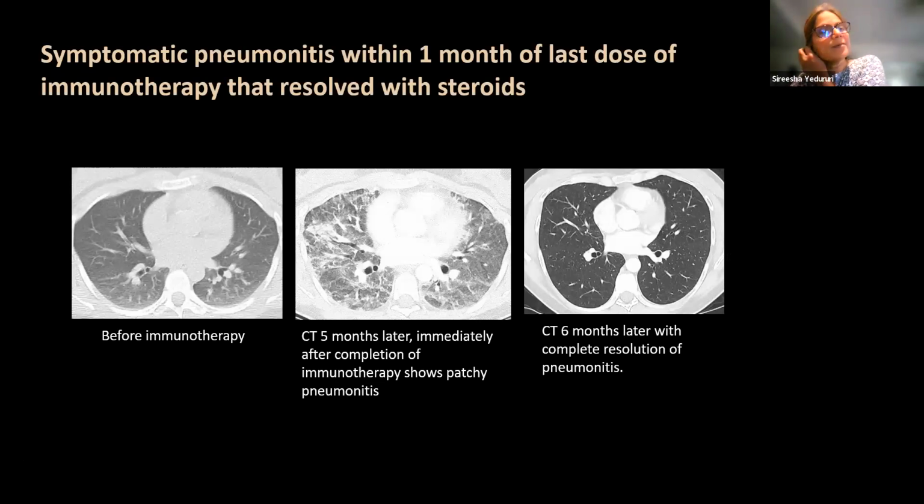Lung findings. Basically here you can see very patchy interstitial and alveolar opacities. That's diffuse. This is after completion, and then they gave steroids, so there is complete normalization of the immune findings.